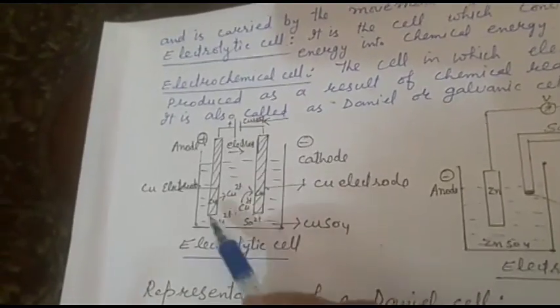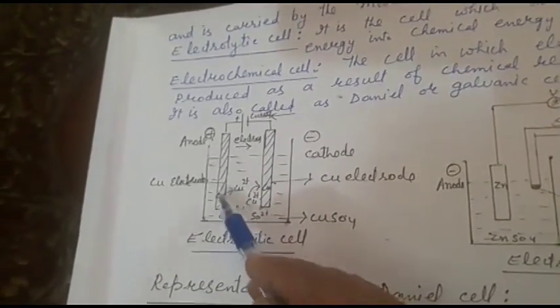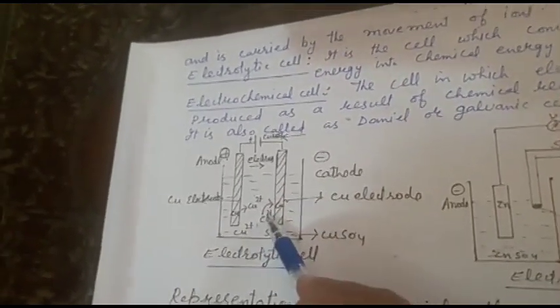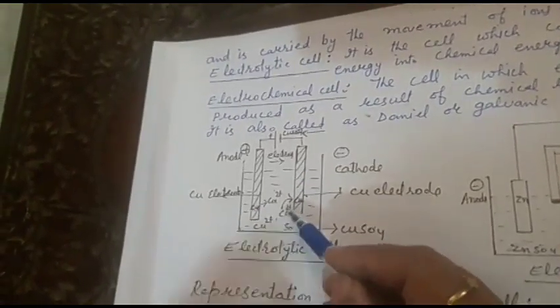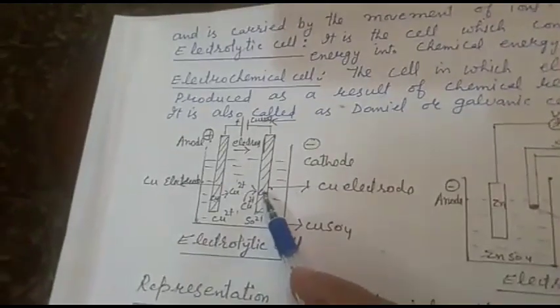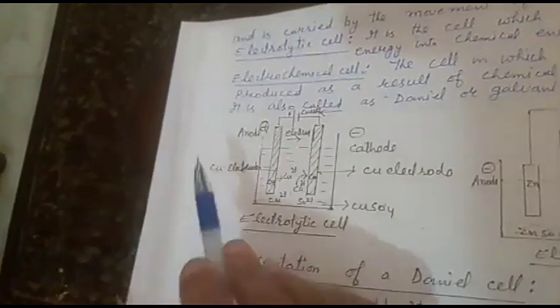This is the electrolyte, copper sulfate. Here this electrode loses electrons to form copper ions. These copper ions add two electrons, as I have shown you how oxidation and reduction take place, and form copper solid. This is how the electrolytic cell works.